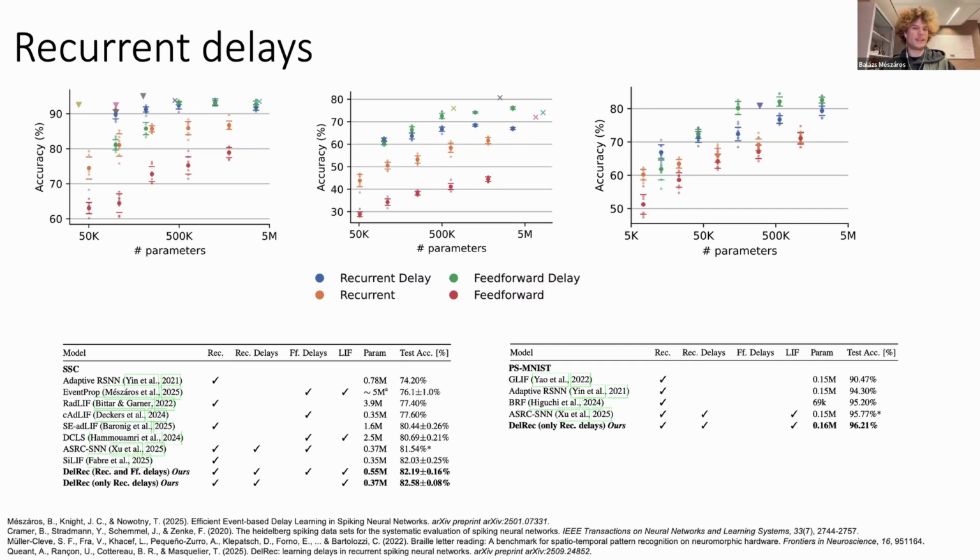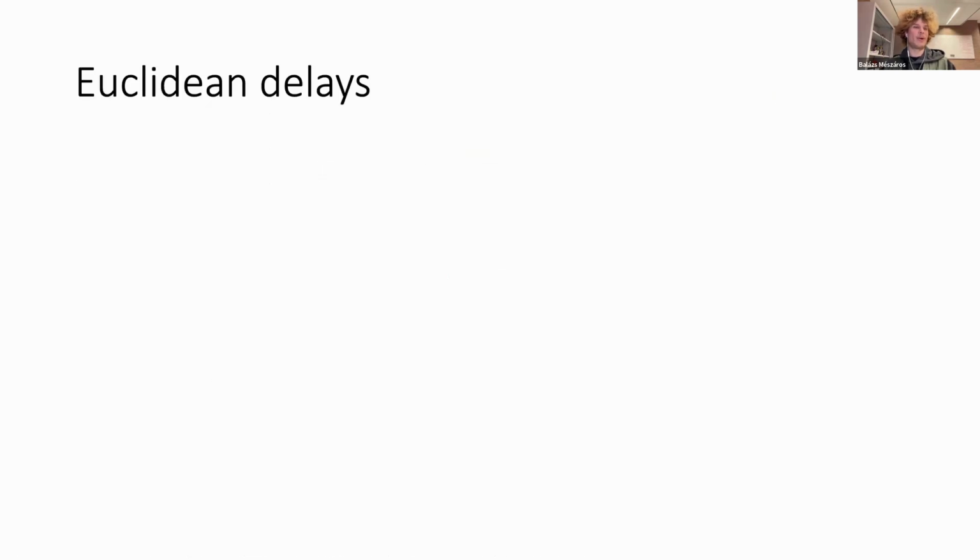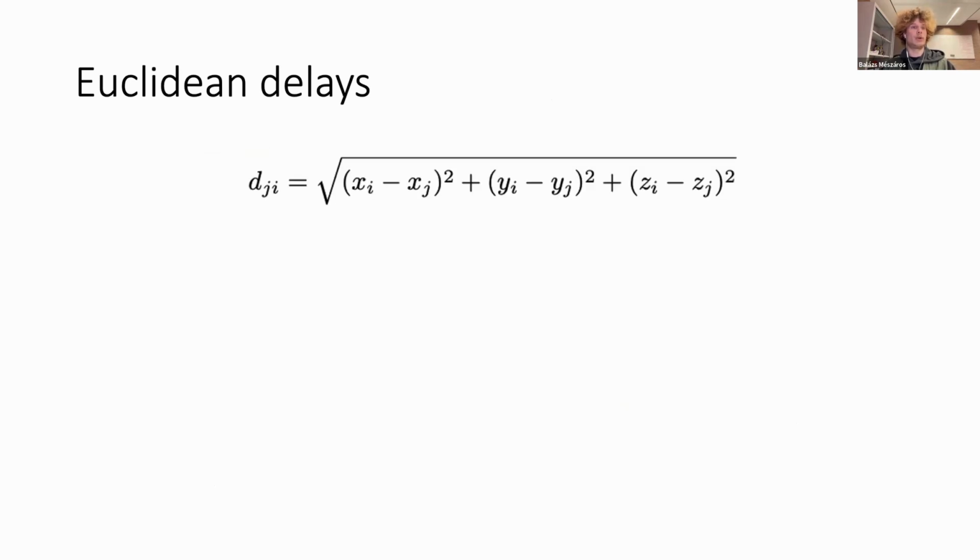So I don't know if it's clear at this point where I'm heading with this, but the core idea is that maybe we could connect these to space by defining these delays as the Euclidean distance between neurons. So for example, if we have neuron J and neuron I in 3 dimensions in this example, then we would define a delay as this.